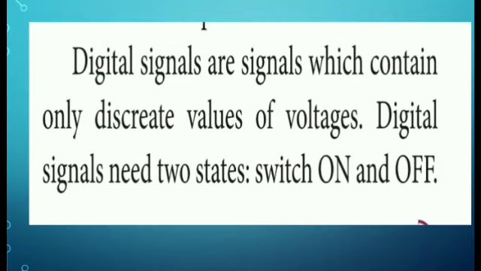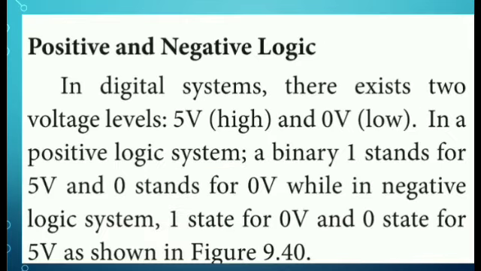Now, the book definition of a digital signal. Digital signals are signals which contain only discrete values of voltages. And digital signals need two states: one is switch on and the other is off.